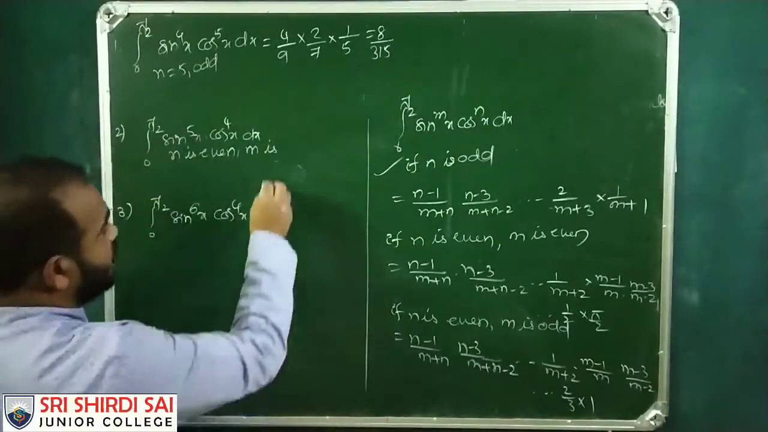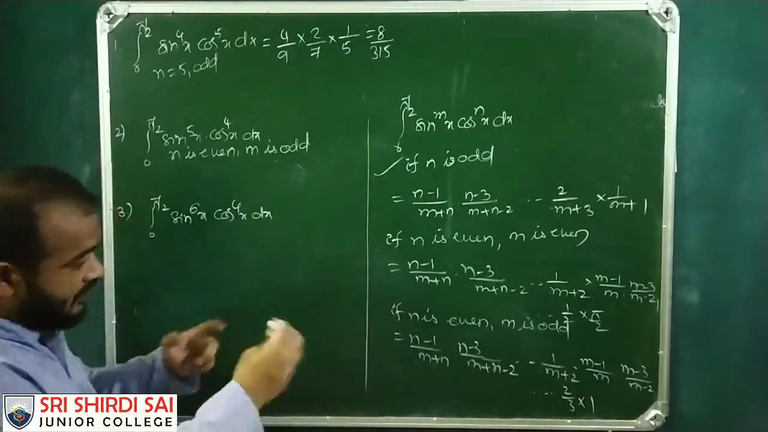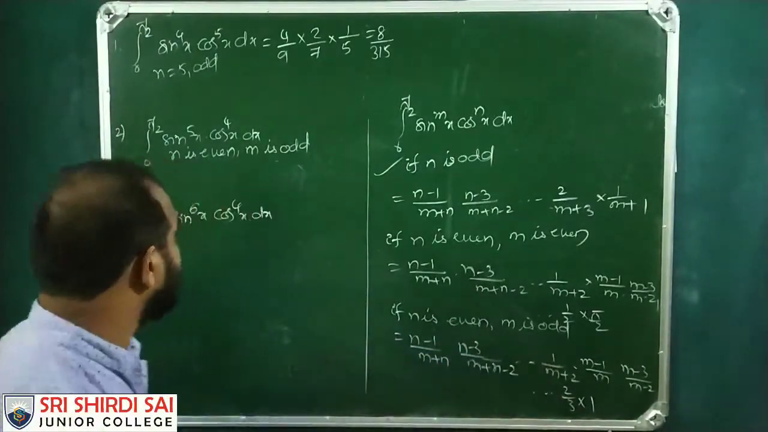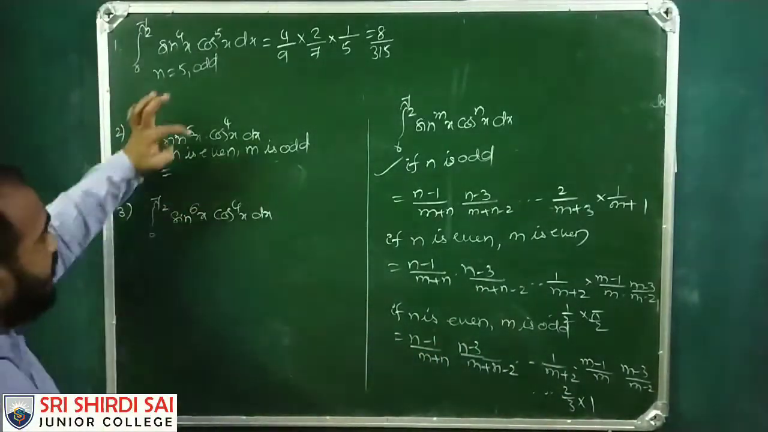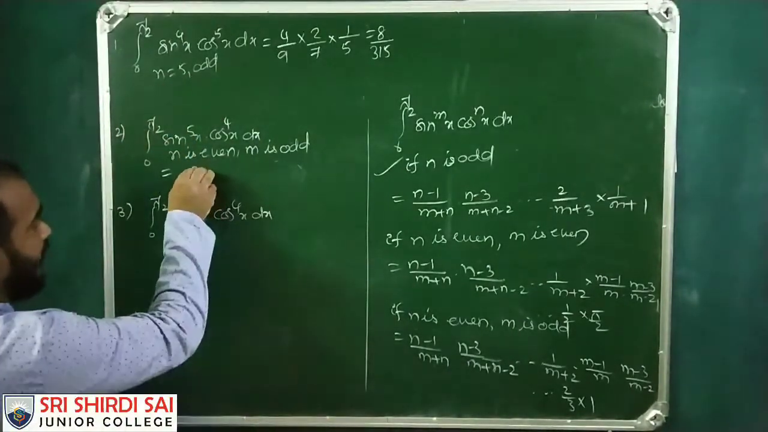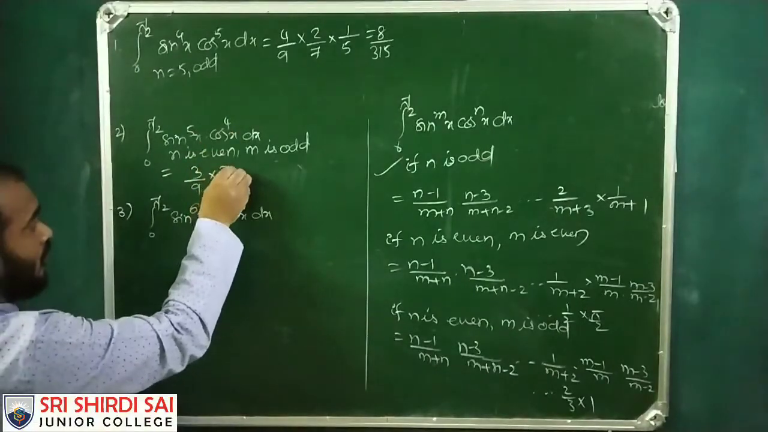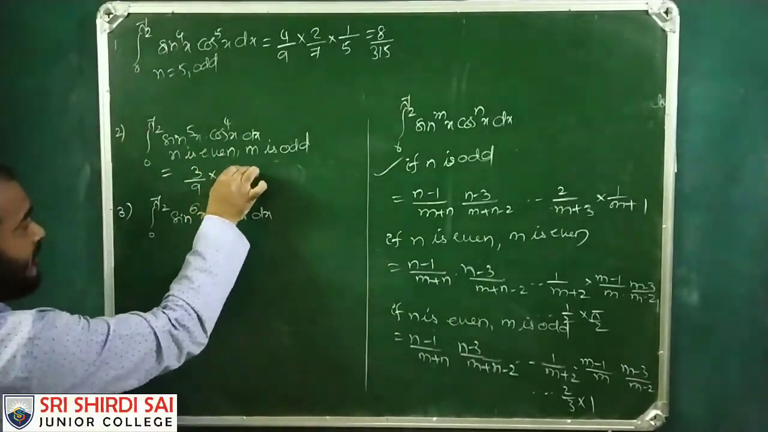5 is odd. So m is odd. So which one is to be used? This. N is even, m is odd case. So n minus 1. N minus 1 is 4 minus 1, 3 by 5 plus 4, 9. Further reduction is possible. 1 by 7.